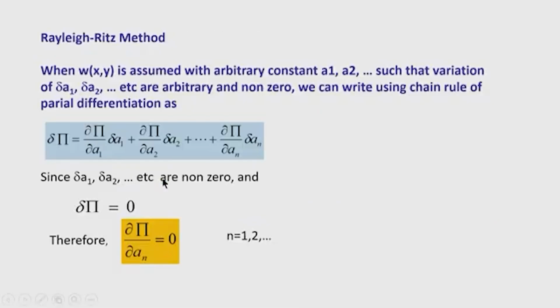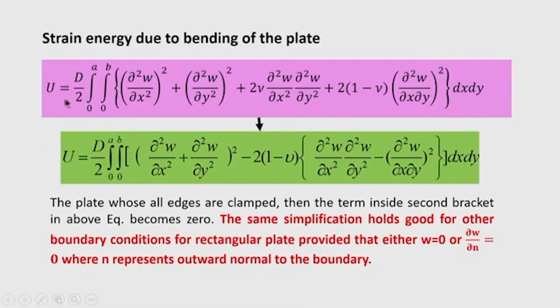So, in applying the Rayleigh-Ritz method, we must know the strain energy expression, that is U, for the plate during bending, where D is the flexural rigidity of the plate. What is the flexural rigidity of the plate? Flexural rigidity is related to the Young's modulus of elasticity, Poisson ratio and thickness of the plate. So, we can write D equals E h cube by 12 (1 minus mu square). So, D is the flexural rigidity of the plate.